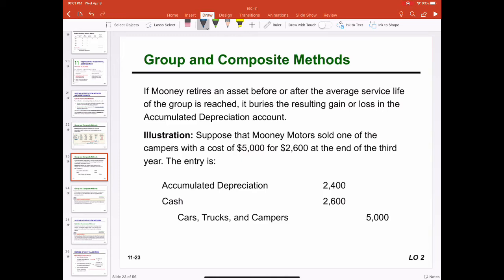So if a firm sells one of the assets, any gain or loss recognized will be buried in the accumulated depreciation account. So here is an example. This firm sells one of the campers. The cost is 5,000, price is 2,600. We're going to write down the value of the group assets, 5,000, and debit cash, the market value, rather than debit loss from this transaction, 2,400, we debit the accumulated depreciation.